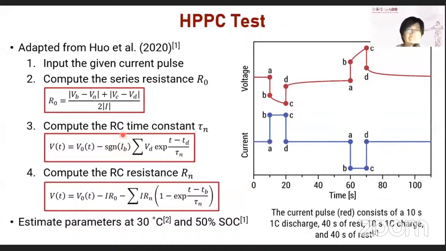We'll then compute the RC time constant, tau sub n, by fitting the voltage response after applying current, from point D to point A, into this equation. Finally, we'll estimate the RC resistance, R sub n, by fitting the voltage response during the application of current, from point B to point C, into this equation. We'll estimate this at 30 degrees Celsius and 50% SOC.